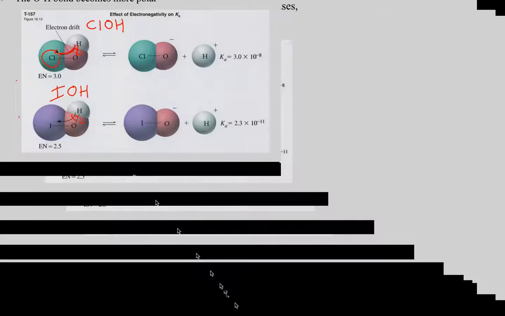So here we've got a lot of drift. This bond breaks really pretty easily, and the Ka for this acid is here. Notice it's not terribly strong, but guys, notice here, less drift. This bond does not break as easily, and as a result, that acid is actually 1,000 times weaker based upon its Ka. Does that make sense? Do you understand now the idea behind drift? Yeah?